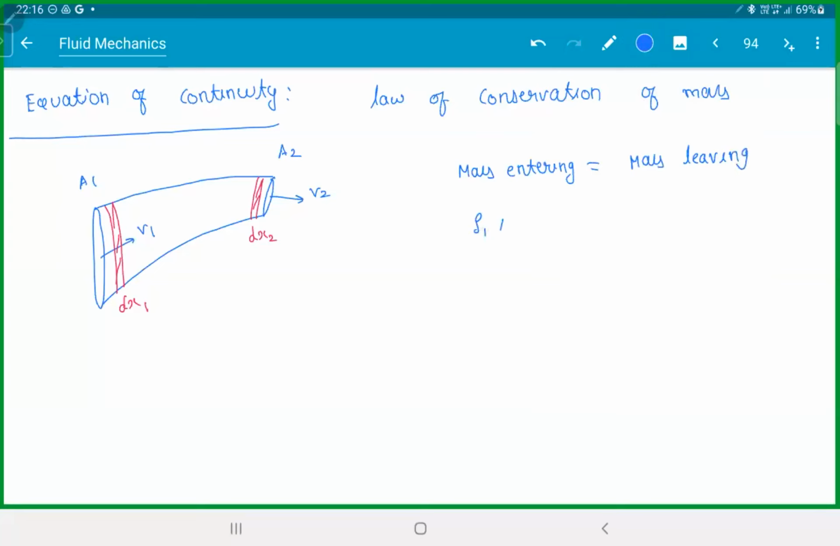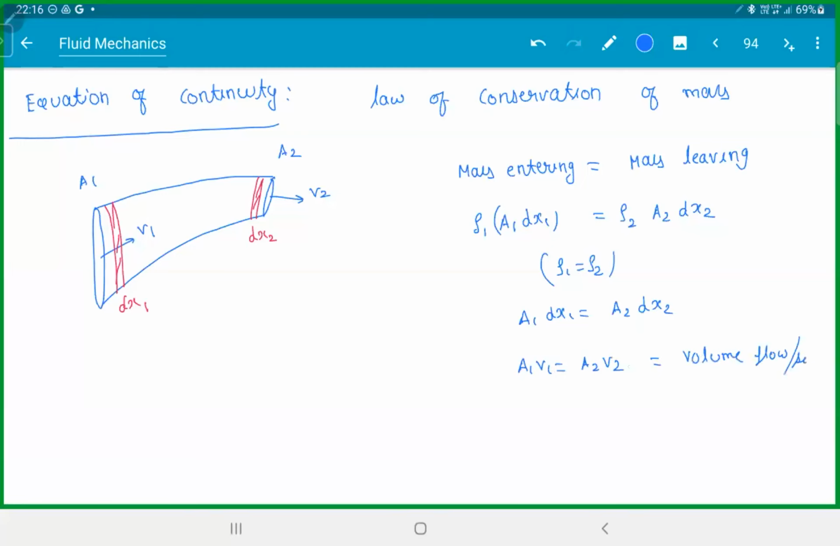So we get density rho1, A1, dx1, that is a volume, is equal to rho2, A2, dx2. Rho1 is equal to rho2 because the density does not change. We get A1 dx1 is equal to A2 dx2 divided by dt. You'll get A1 V1 is equal to A2 V2. This is also called volume flow per second. So if someone asks you how much water is flowing out of the pipe, it is simply area into velocity. This equation is called the equation of continuity.